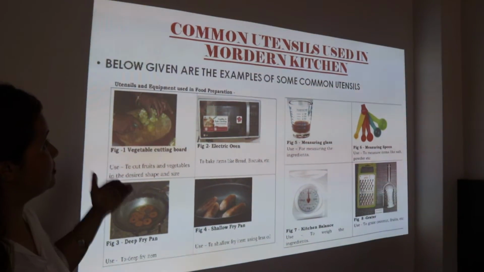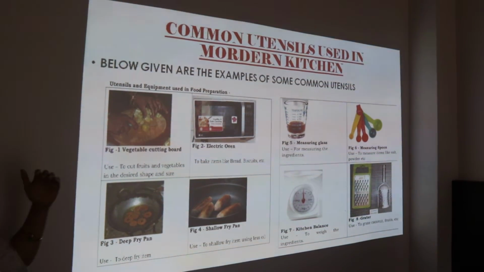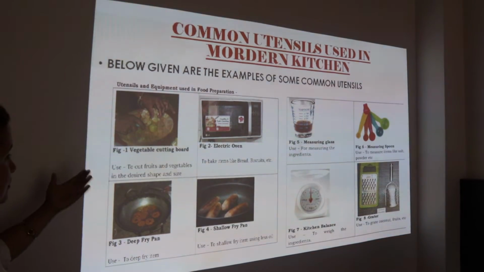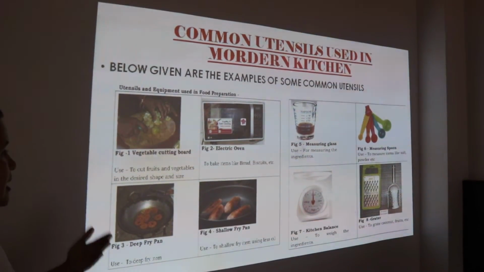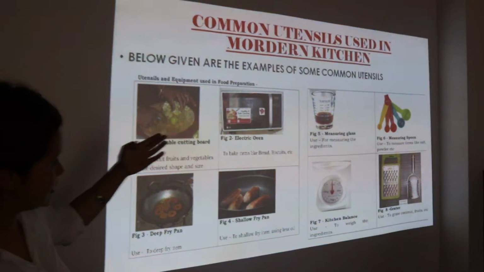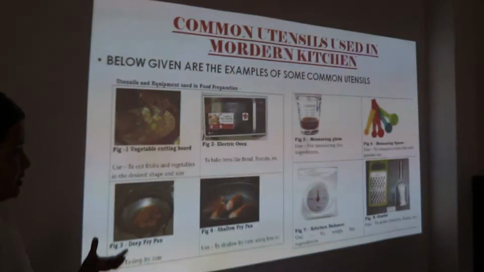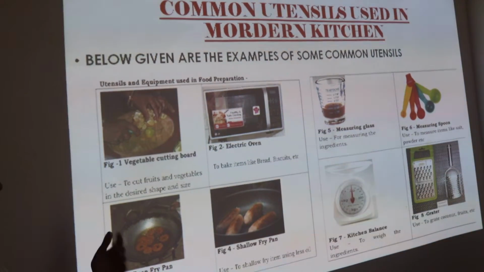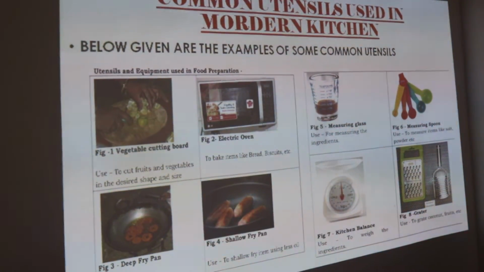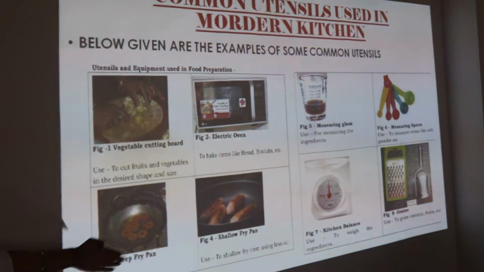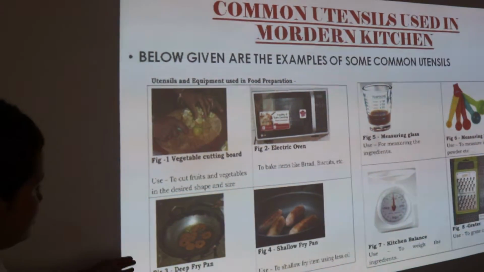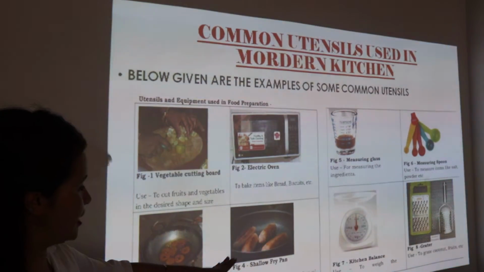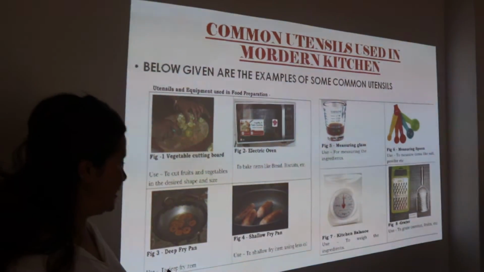Now we'll be seeing some of the common modern kitchen utensils. Number 1, cutting board. Everyone knows the use of a cutting board. It is used to cut vegetables and fruits. Another is the electric oven. An electric oven is used to bake cakes. It's used to warm foods if there is no gas or fuel in our house, okay? And also the deep fry pan is used. As we say in Nepali, it is called karai, okay? And another one is the shallow fry pan, okay? It is used to make pancakes and all, okay?